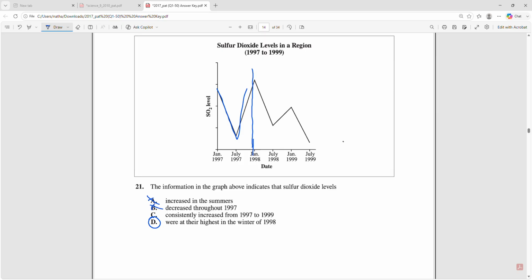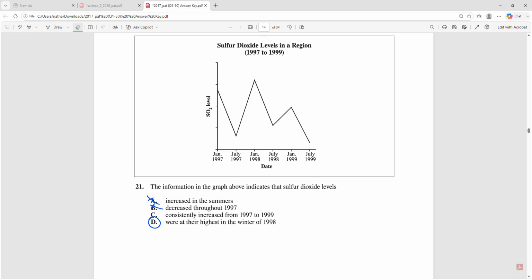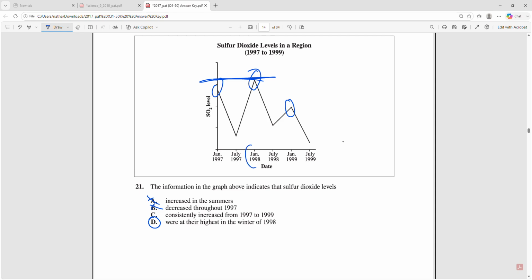Consistently increased from 97 to 99. That's saying that it would just consistently increase, which is not the case. So we're left with the correct answer, which is D. It was at the highest in the winter of 1998. And it's always going up in the winter each year. We can see that pattern, but specifically it was the highest during the winter of 98.